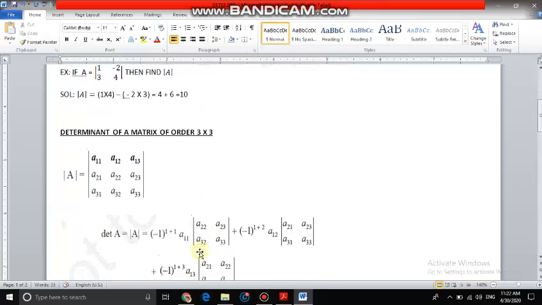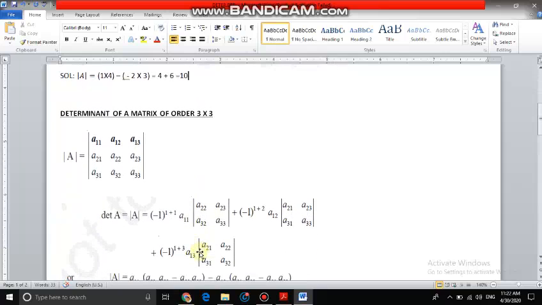Now if I go for a 3 by 3 matrix, how to find the determinant? Now see here, we have taken the 3 by 3 matrix with A11, A12, A13 and so on till A33. So this is a 3 by 3 matrix. Now here, determinant of A equals, or mod of A equals delta of A. Any notation you can use. You don't need to write both. Any one you can use. Now here, this minus 1 to the power 1 plus 1, I'll explain next.